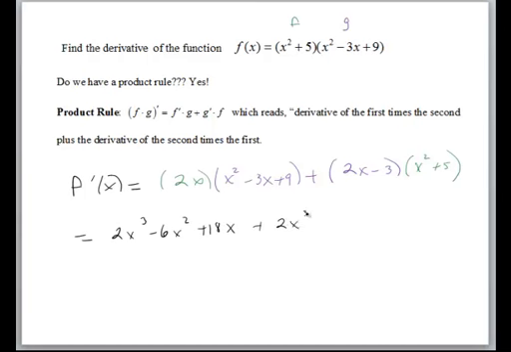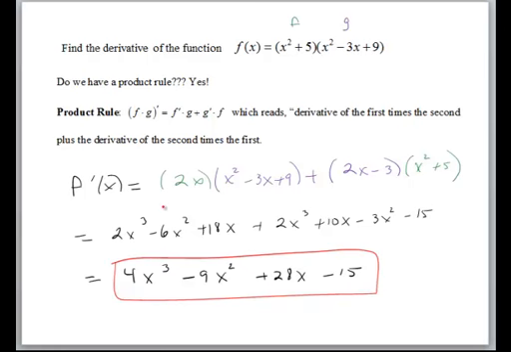I have 2x cubed plus 10x minus 3x squared minus 15. So combining my like terms, I have 2x cubed plus 2x cubed, so I have 4x cubed, minus 6x squared minus 3x squared for a negative 9x squared, or minus 9x squared. 18x plus 10x, so we have plus 28x. And last thing is I have a constant term of 15. So there is the derivative of this function right here.